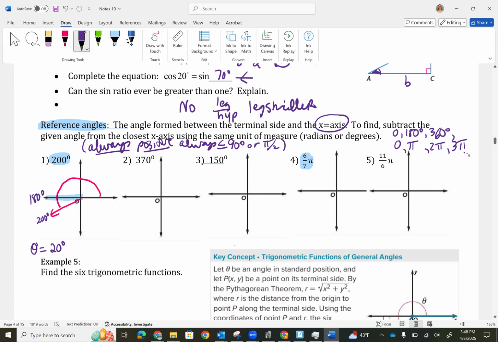Okay, here we go. The next one is going to be 370. So you go all the way around past 360 by a little bit. Well, when you're here, how far are you from the closest x-axis? What is this angle it makes with the x-axis? If this is 370, how many degrees is right here? Well, that's going to be 360. If you minus them, you're going to get 10 degrees. So that's going to be the reference angle, the distance from the closest x-axis.